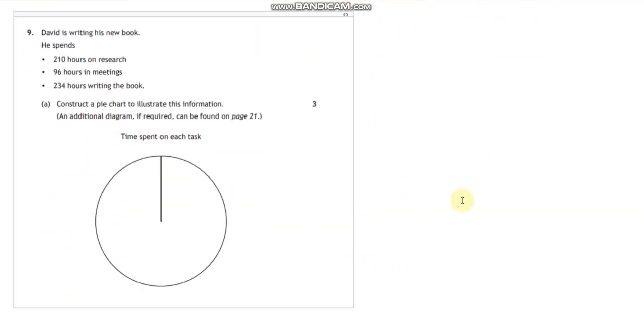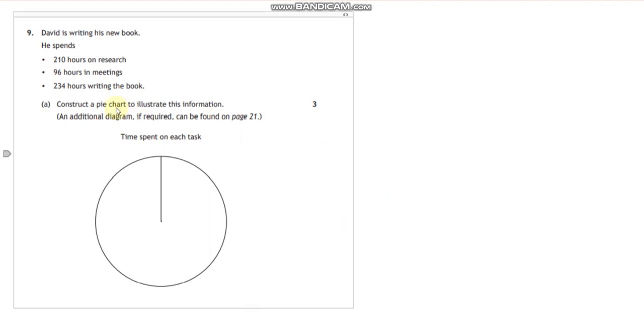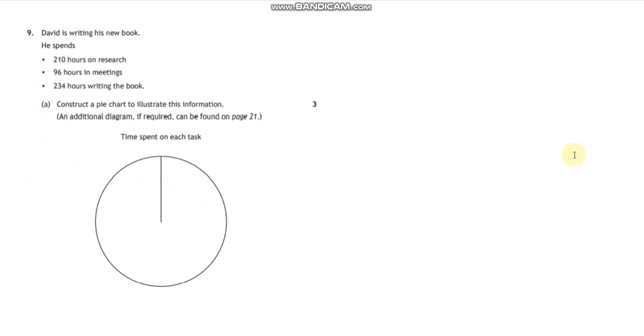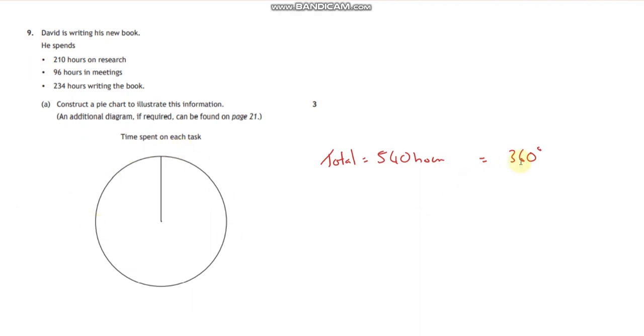Let's try question 9. I can't construct your pie chart, but I'll help you with the sums you would do to do it. So we're going to look at his hours on here. So the first thing I'll do is do my total hours. So if I add all them up, I should find that I get 540. Okay, so the total is 540 hours, and that's going to be equal to my 360 degrees. So all the way around here, 540, that's 360 degrees.